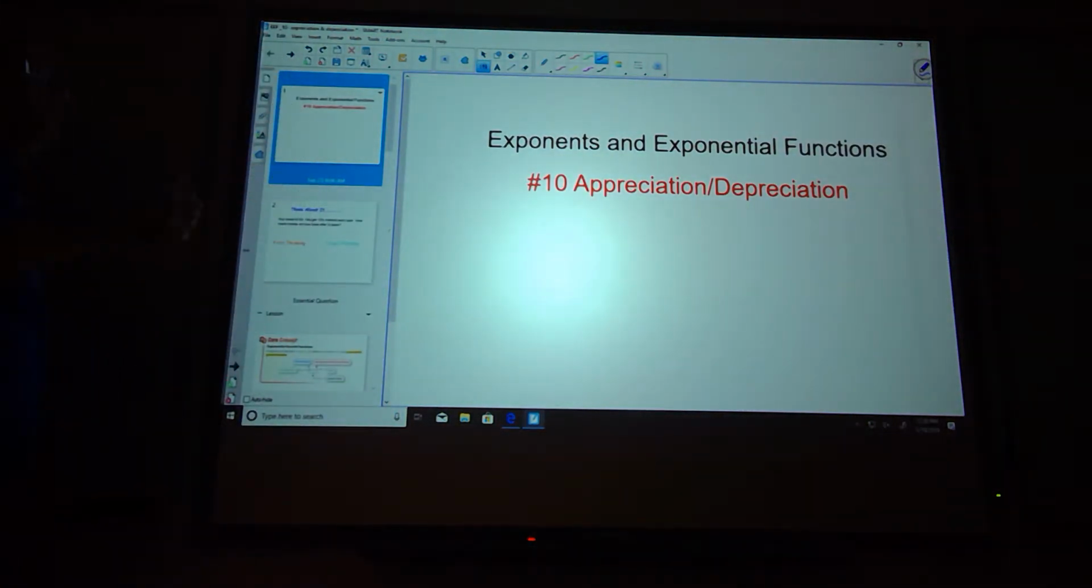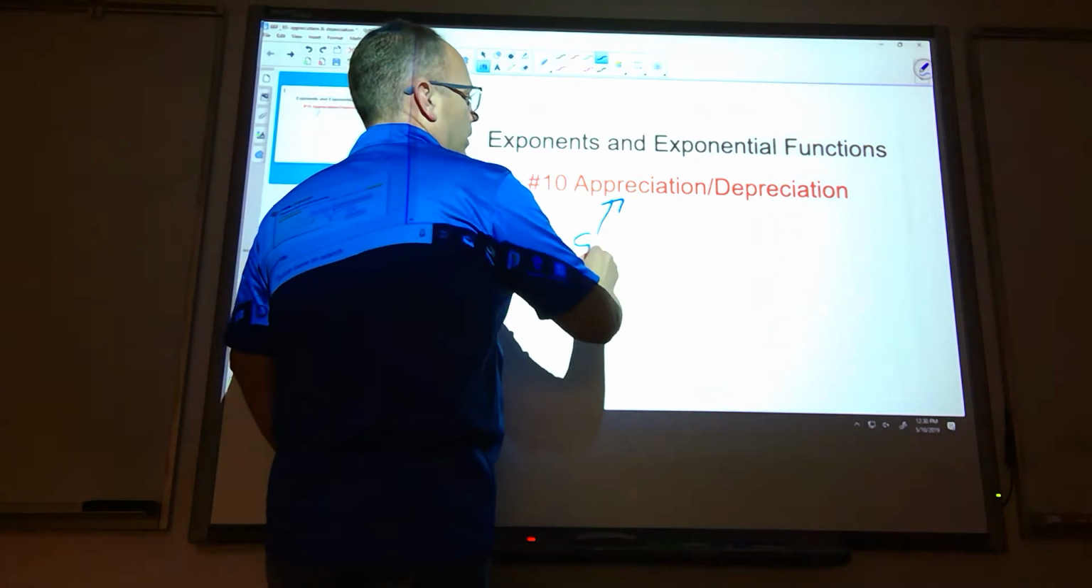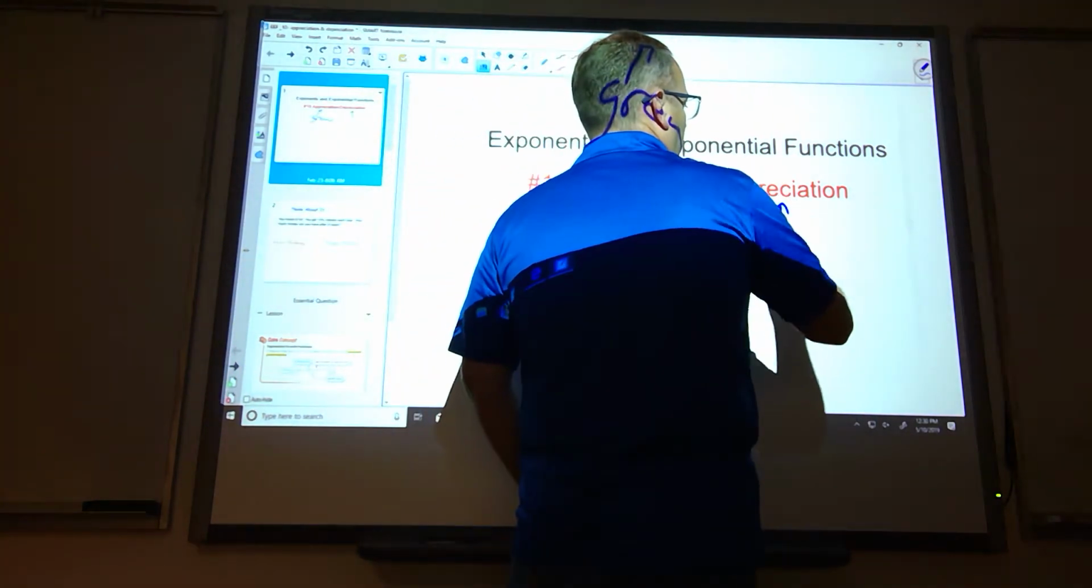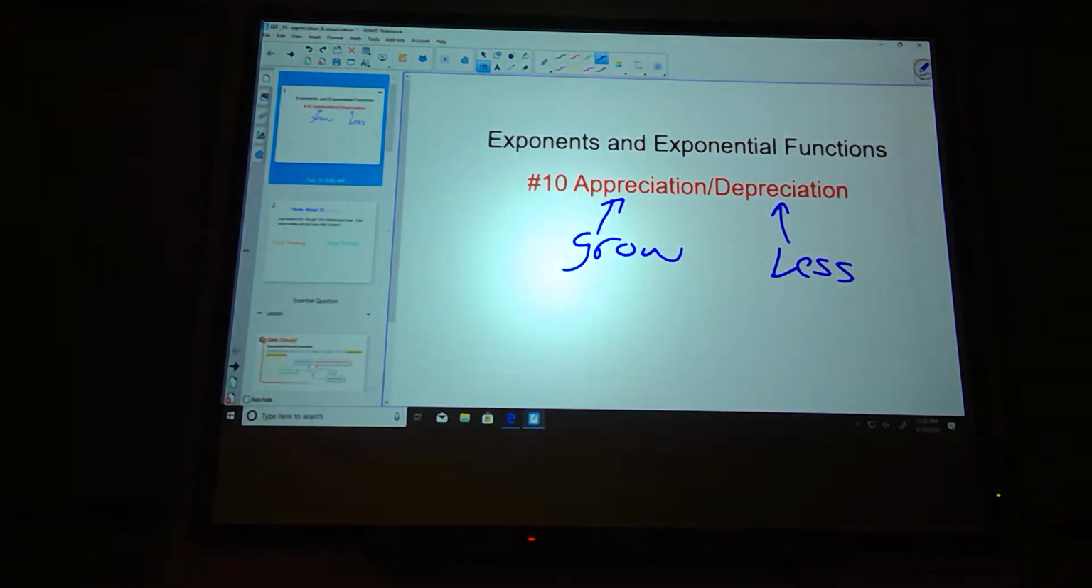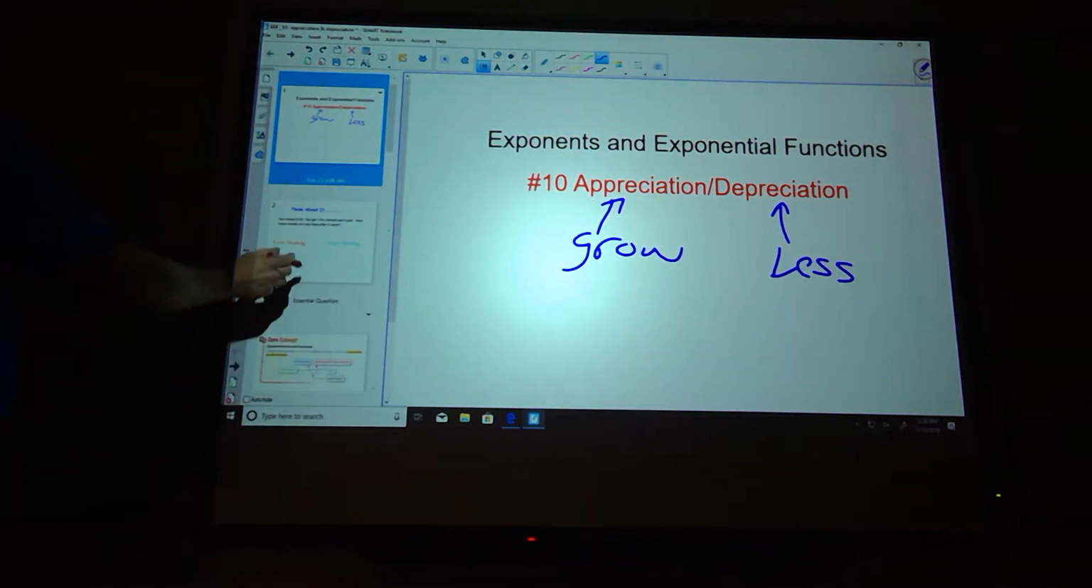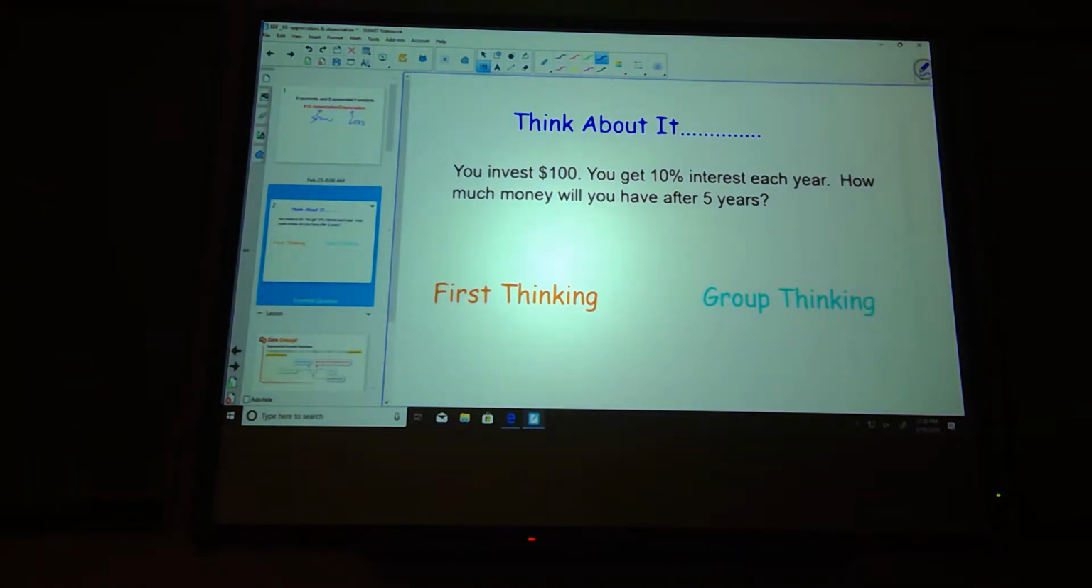Let's see. Appreciation, depreciation. Growing, losing value. Sound good? Growing, and less than. You know, not growing. Like not standing still, losing stuff. Cool? All right. So think about this. It's $100. Yeah, it'd be great to have someone give you a $100 bill. Probably make your weekend. Probably have some fun, right? Movies, pizza, Pop-Tarts, good stuff.